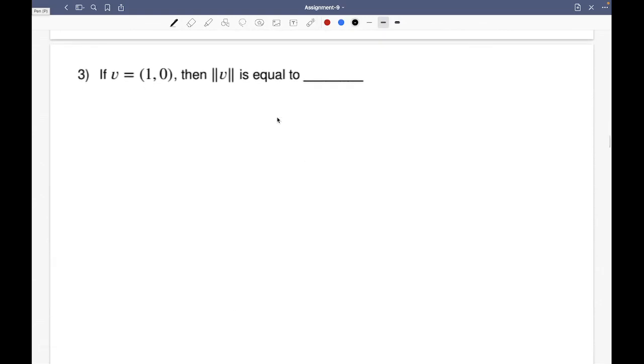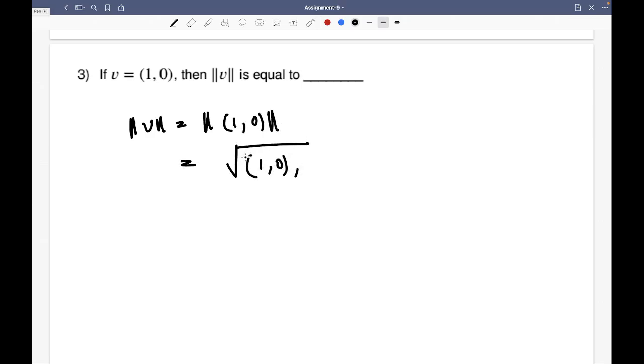And again we have to check in the same question that if B is (1, 0), then what will be the norm? So here B is non-zero. So the norm of (1, 0) is the square root of the inner product of (1, 0) with (1, 0). What is this? So this is again by definition.